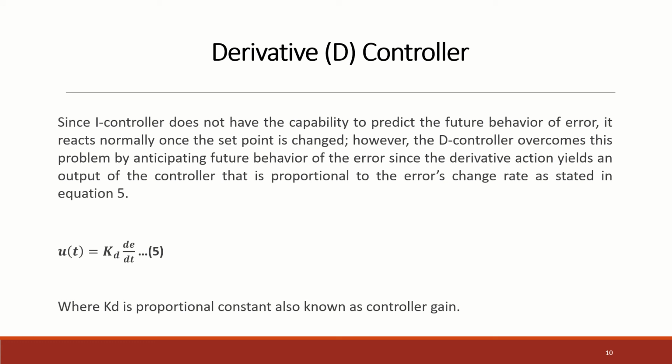Since the PI controller does not have the capability to predict the future behavior of error, it reacts normally once the set point is changed. However, the D controller overcomes this problem by anticipating future behavior of the error, since the derivative action yields an output of the controller that is proportional to the error's change rate, as stated in equation 5, where Kd is proportional constant, also known as controller gain. Therefore, as D controllers are not used alone, they turn out to be particularly useful when associated with a PI controller.